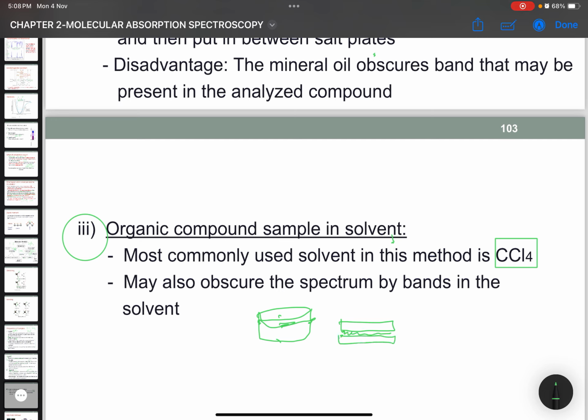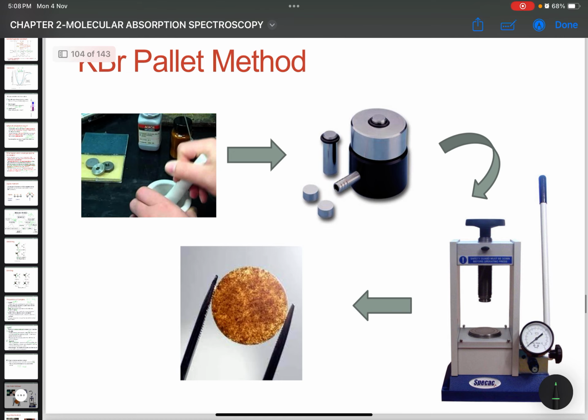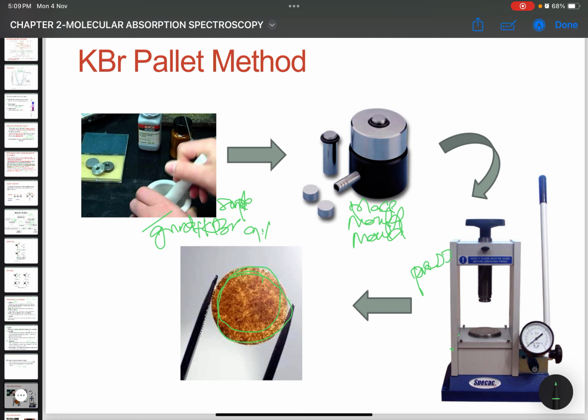Okay, kat sini dia tunjuk KBR pellet method. First you grind, then masukkan dalam mold dia. Grind sample plus KBR, with ratio 9 to 1, tapi sebenarnya 9 to 1 pun banyak juga. Then place in a mold. Then press using high pressure. Kita akan dapat KBR pellet.